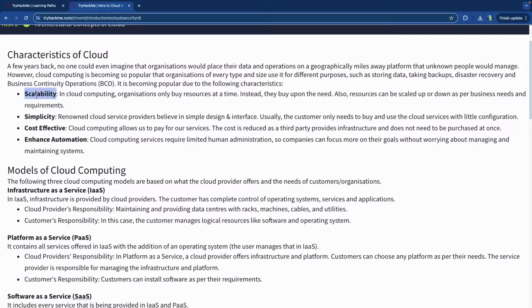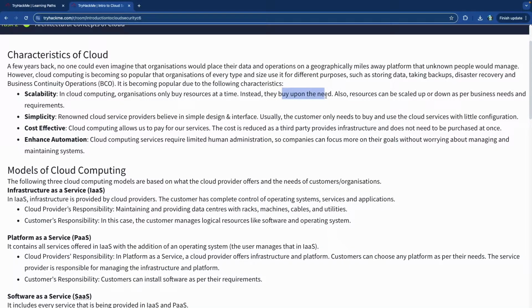And then you have the option of scaling. So if you wanted to scale the virtual machines that you have because you hire 10 new employees, or you need just more power for one particular server, you can do all of that. You can buy resources at a time.